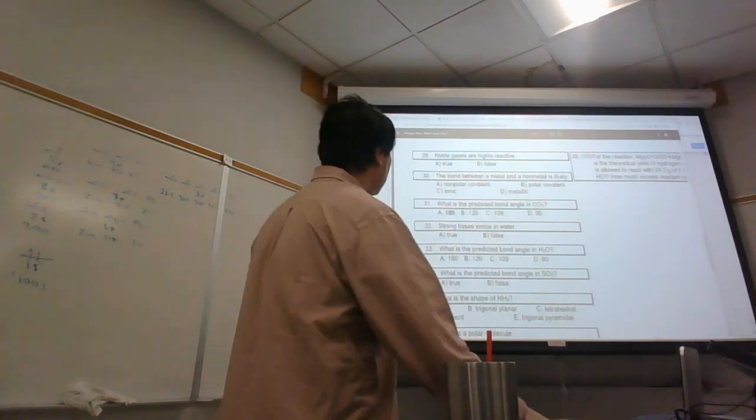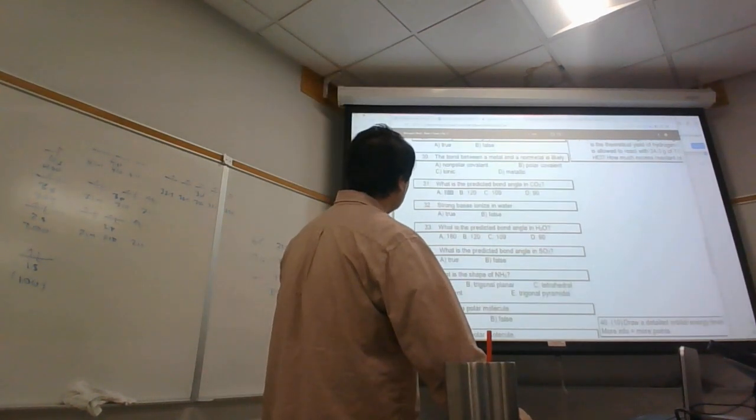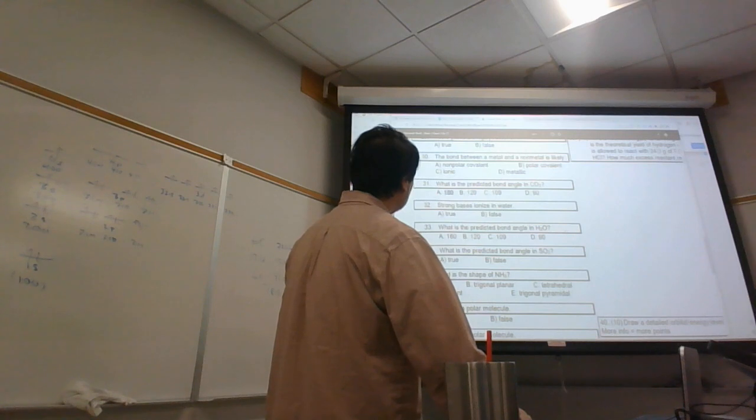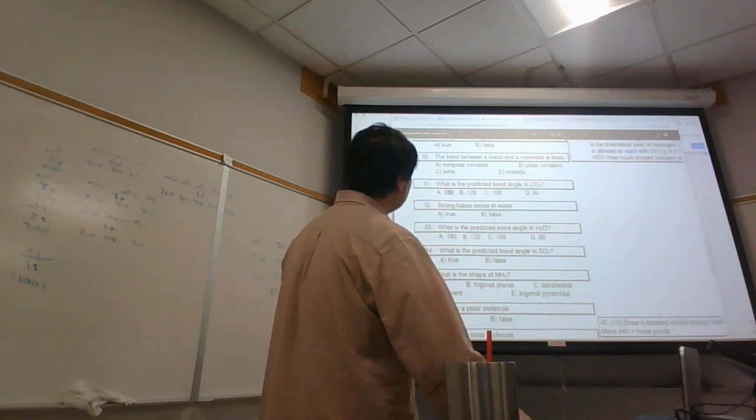Strong bases ionize in water. I haven't gotten to that yet. But bases do not ionize, bases hydrolyze in water. 33. What is the predicted bond angle on H2O?